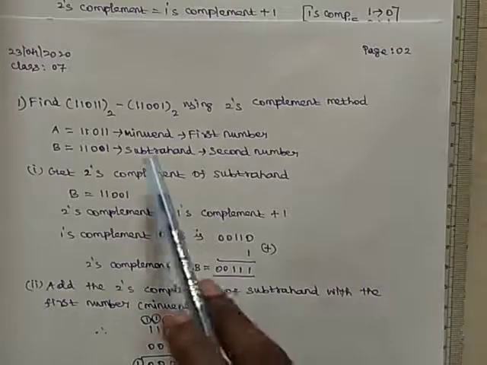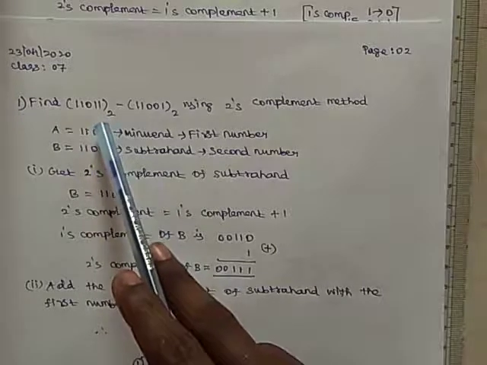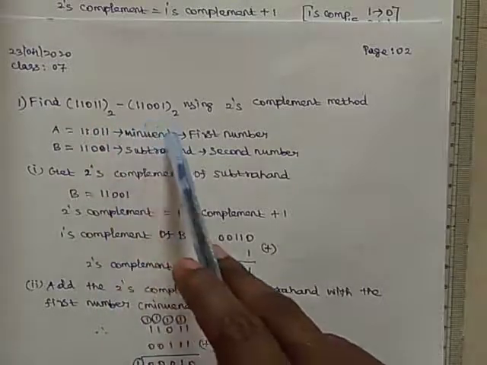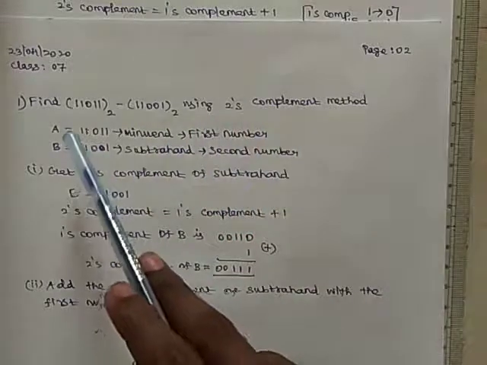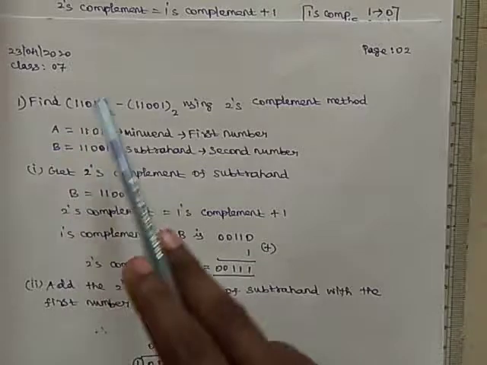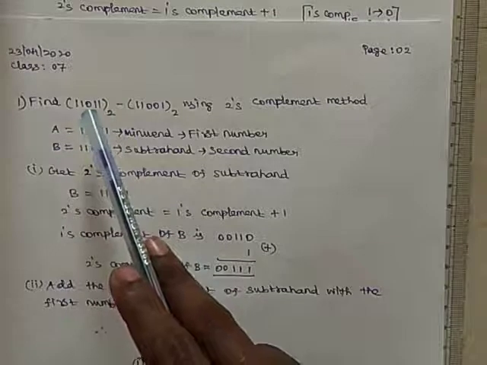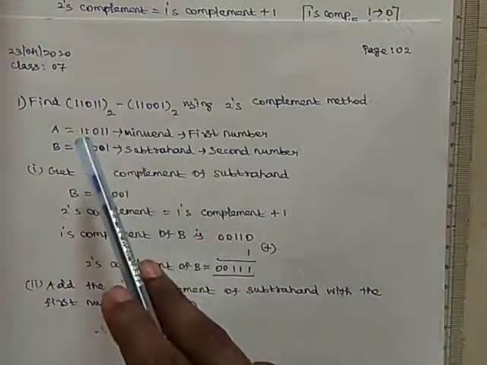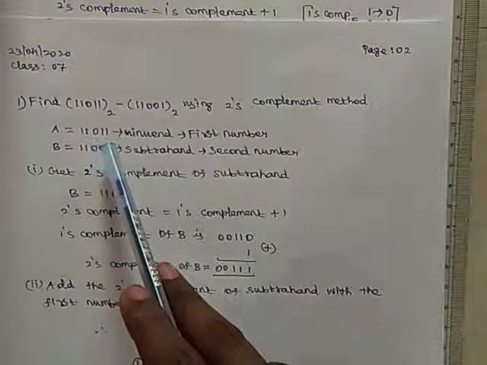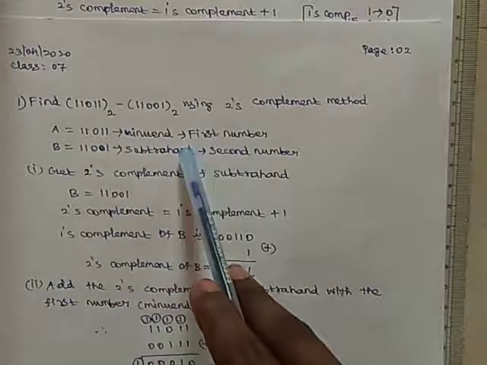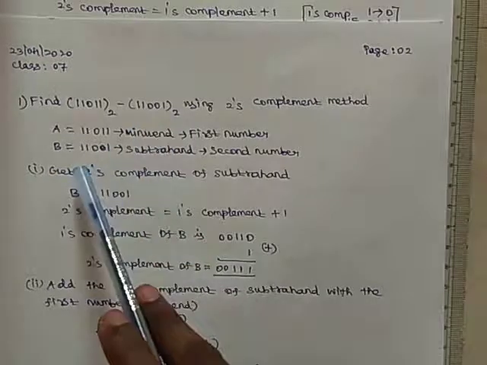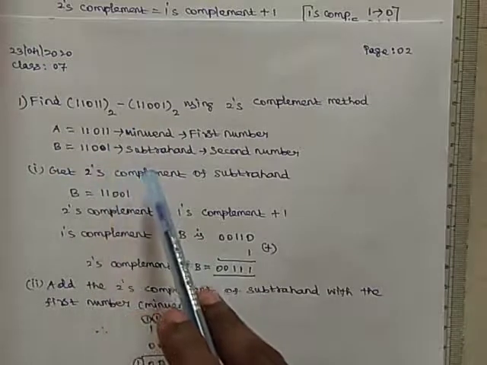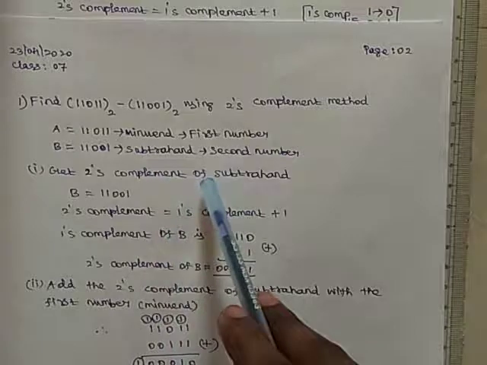Problem number 1: find 11011 base 2 minus 11001 base 2 using the two's complement method. We first label A and B. The first number is A and the second number is B. So A is equal to 11011, that is the minuend, the first number. The second number is labeled B, 11001, that is the subtrahend, the second number.